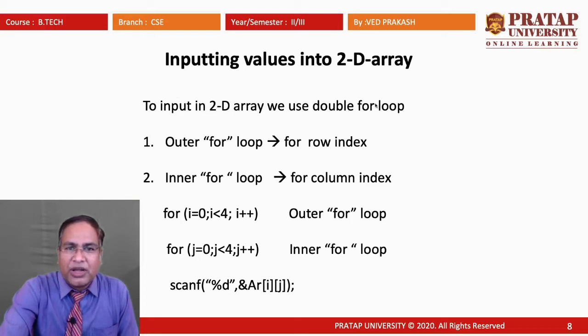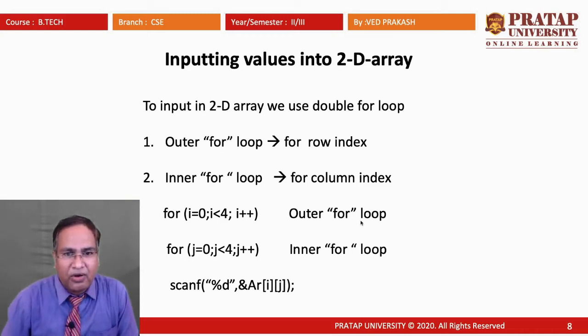So, this is a two-dimensional array. To get the input, we always need two for loops, in which the first for loop is used for the row index and the second for loop is used for the column index. The row index loop is also known as the outer for loop and the column index loop is known as the inner for loop. Basically, the outer for loop controls the inner for loop.